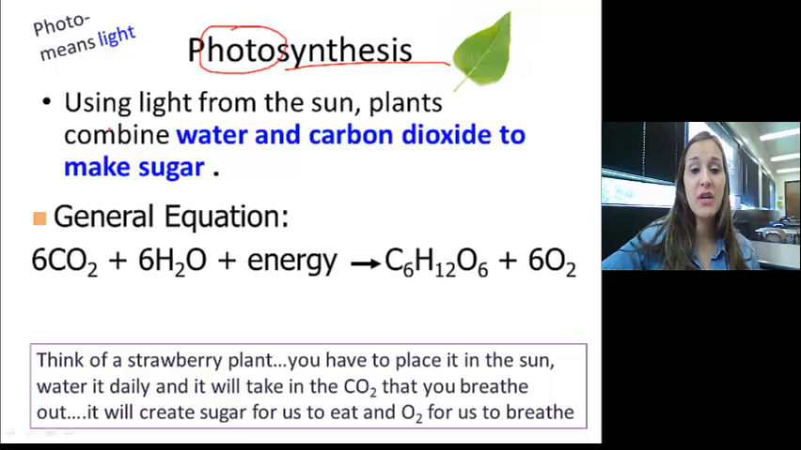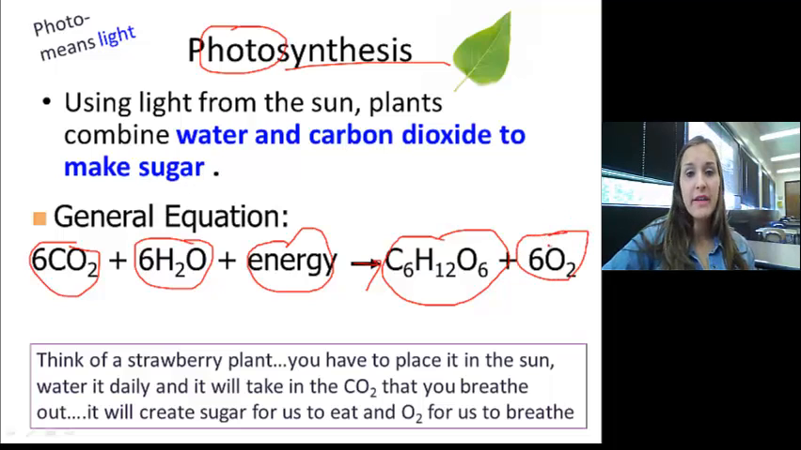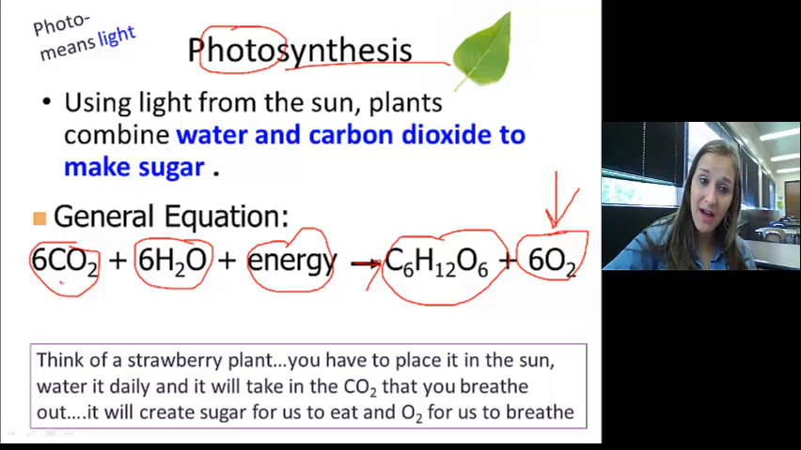So this is the equation. We have the energy from the sun. You can write sun or light here instead of energy. We have water, H2O, and we have carbon dioxide, which is what we breathe out. And plants use this to make sugar, C6H12O6, which is glucose, and oxygen. Now, oxygen is really a good thing that plants make because that's what we need to breathe in. So plants take the bad stuff that we breathe out, carbon dioxide, and they make it into the good stuff, oxygen for us.